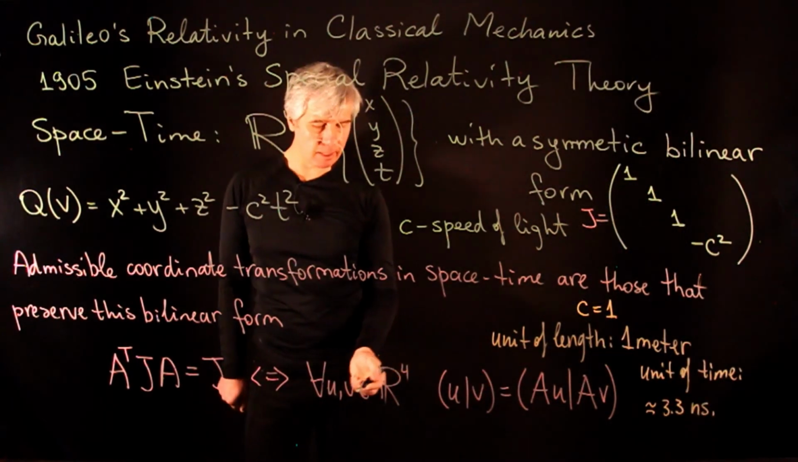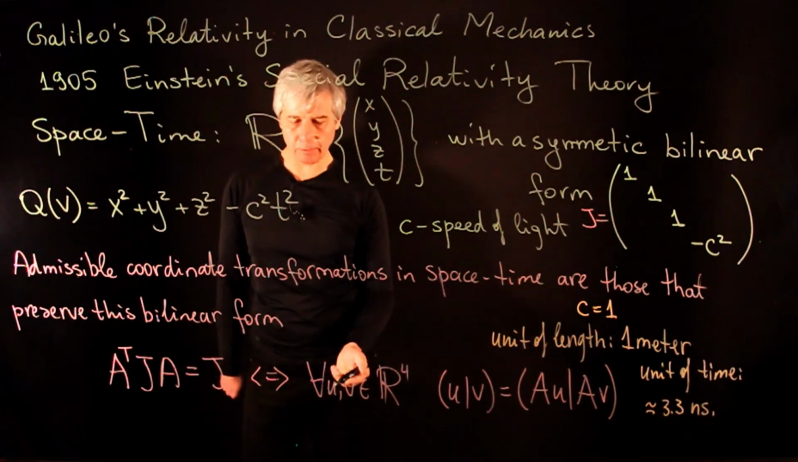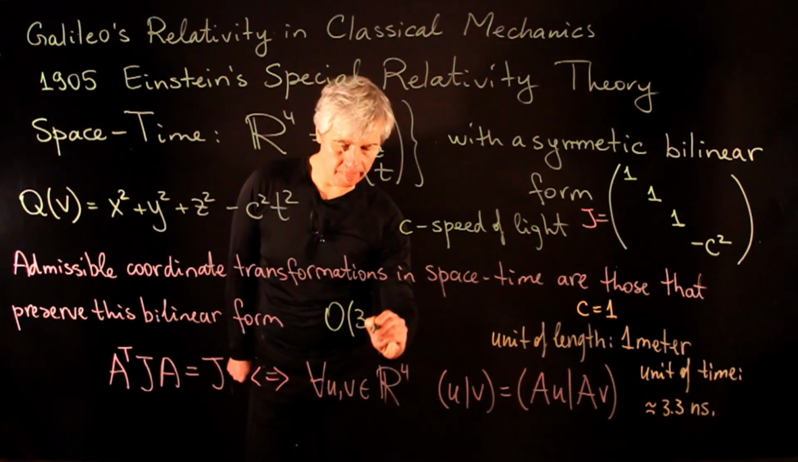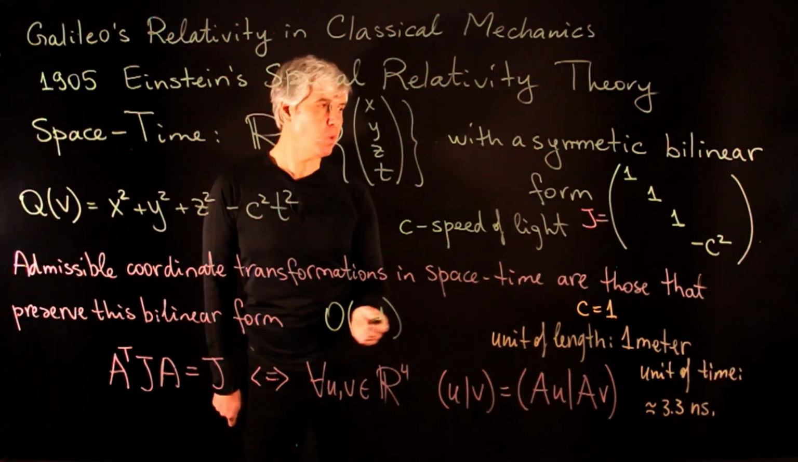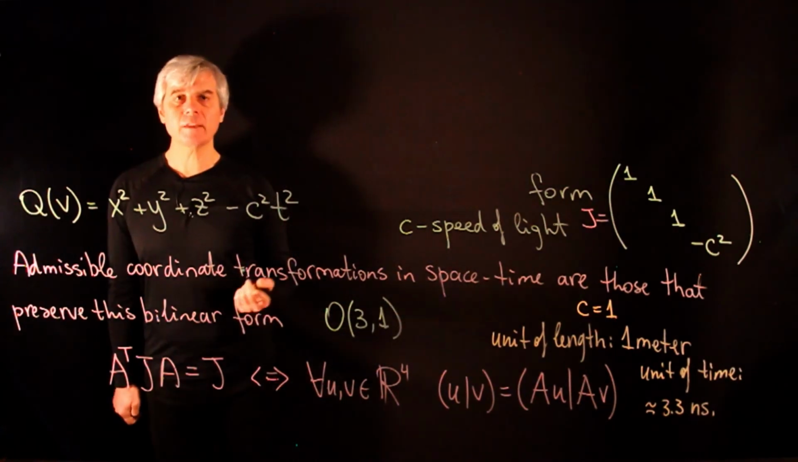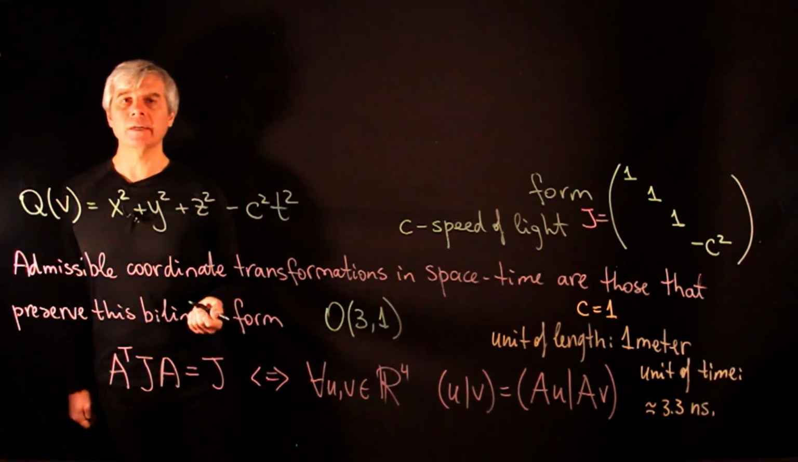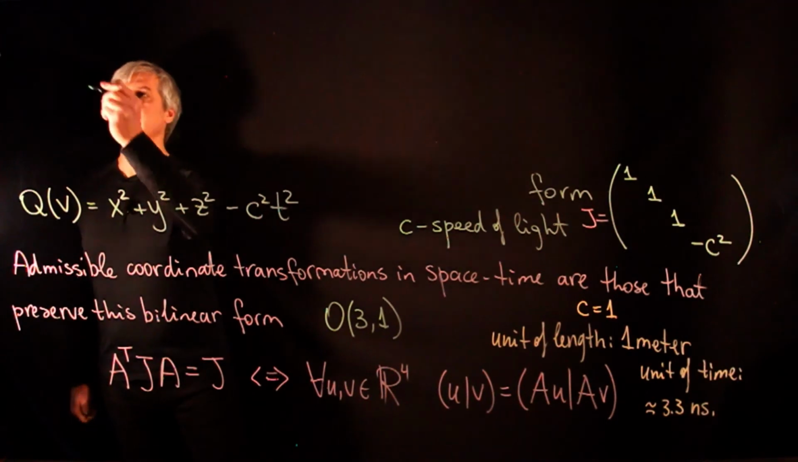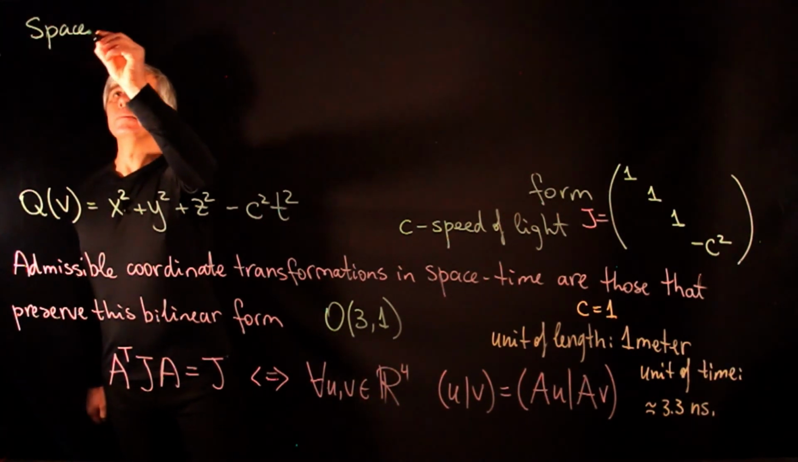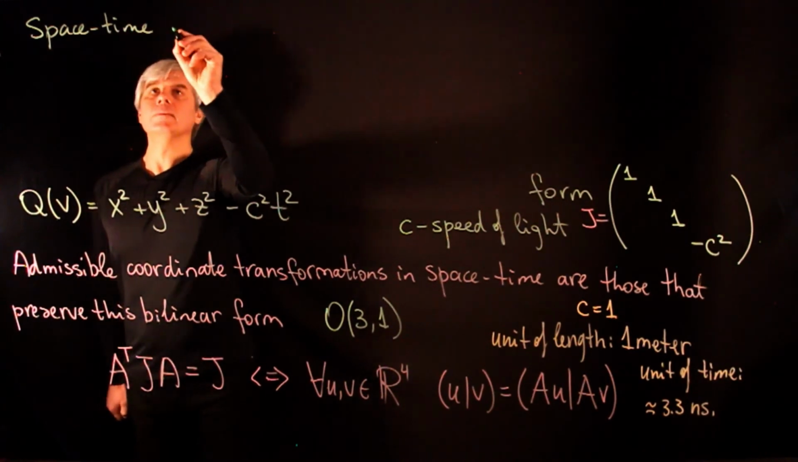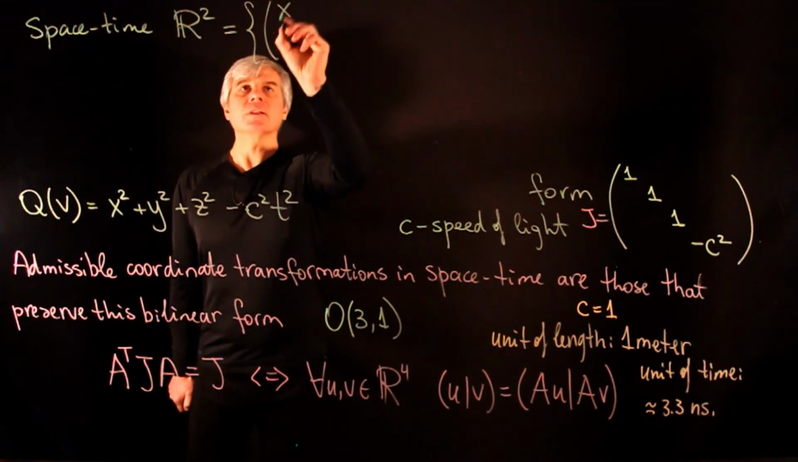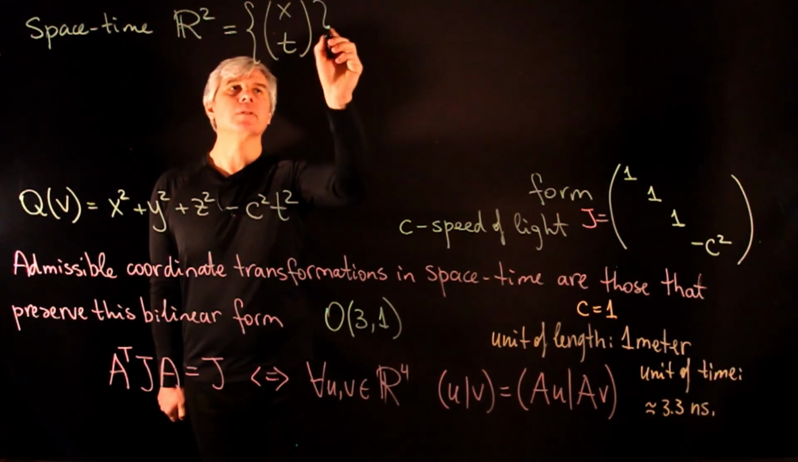And then the relevant group of symmetries of spacetime will be the orthogonal group O(3,1), where (3,1) is the signature of this bilinear form. To understand the phenomena of special relativity, it is sufficient to take a simplified model where we take as a spacetime R^2 with one spatial and one time component.